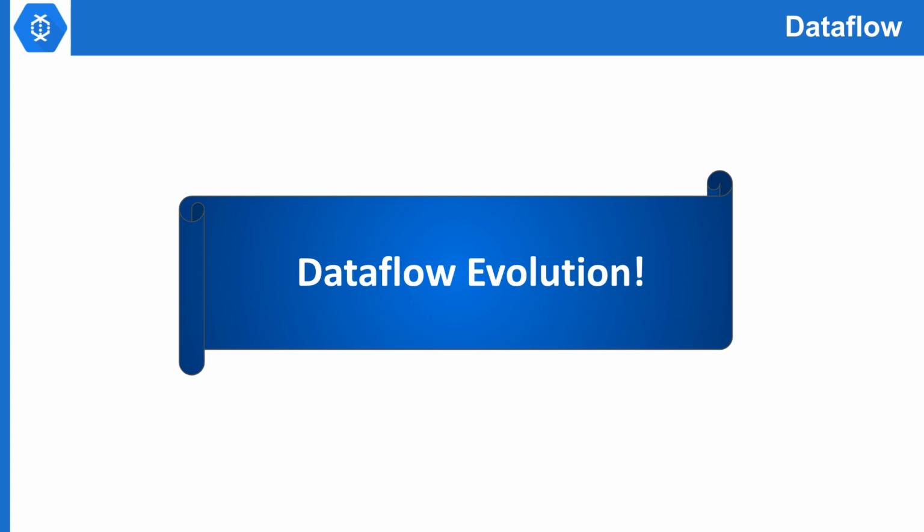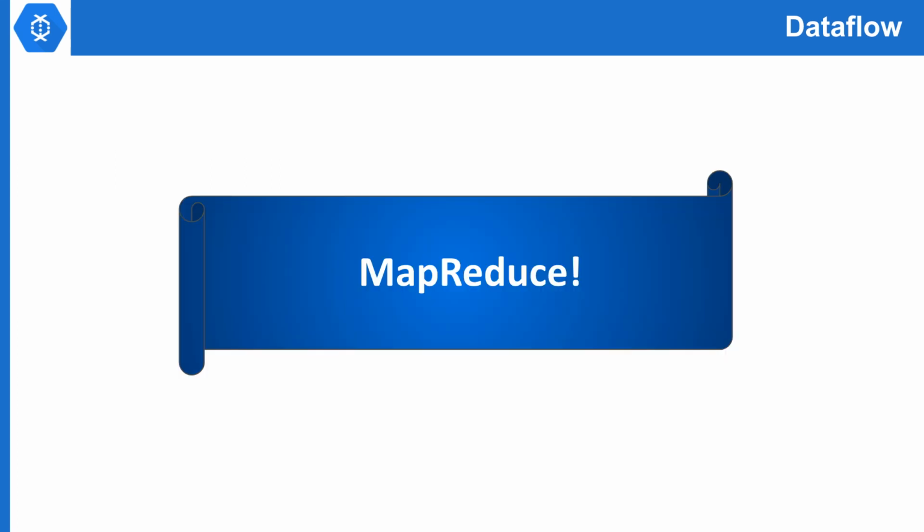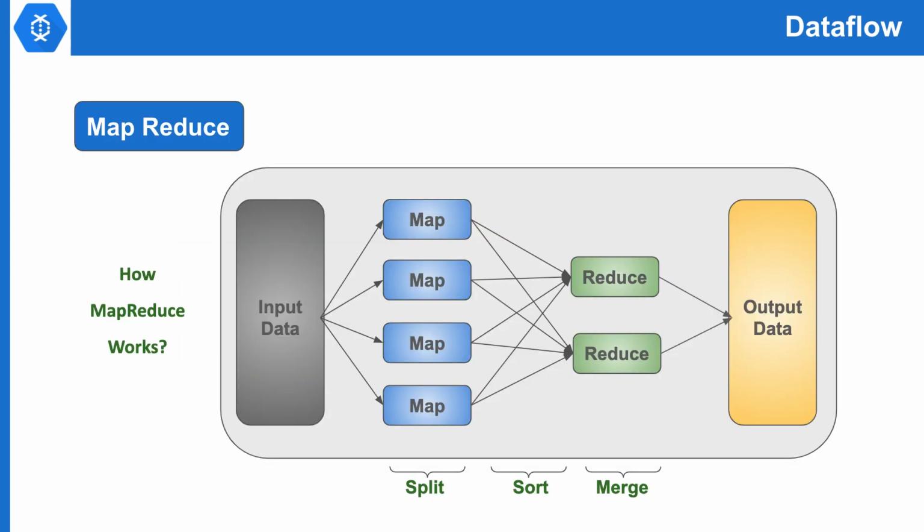Google Dataflow evolved from the MapReduce, FlumeJava, and MillWheel products. Let's talk about them one by one. The first is MapReduce. MapReduce is a programming model and implementation for batch processing. It was designed for embarrassingly parallel programming problems.